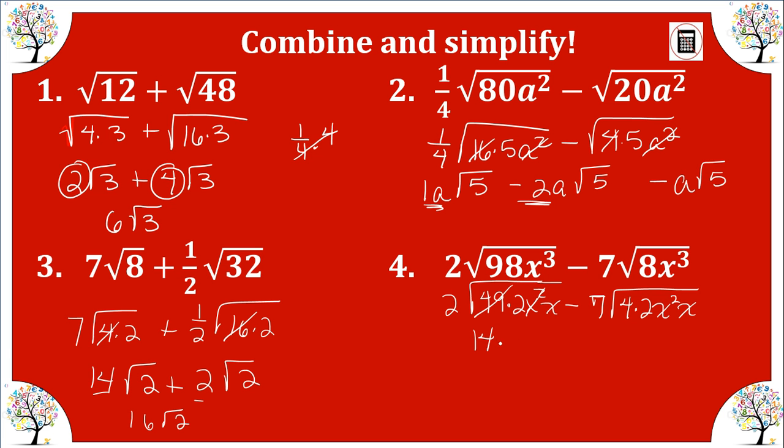The square root of x squared is x, leaving us with 14x radical 2, minus the square root of 4 is 2. 2 times 7 is 14. The square root of x squared is x, leaving us with 14x. We subtract our coefficients and get 0, radical 2x, and 0 times anything is just 0.